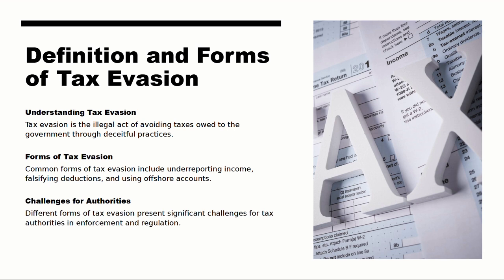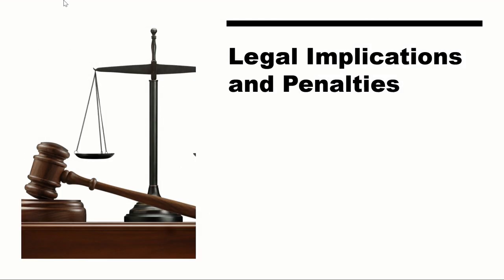Definition and forms of tax evasion. Understanding tax evasion. Tax evasion is the illegal act of avoiding taxes owed to the government through deceitful practices. Forms of tax evasion. Common forms of tax evasion include underreporting income, falsifying deductions, and using offshore accounts. Challenges for authorities. Different forms of tax evasion present significant challenges for tax authorities in enforcement and regulation.